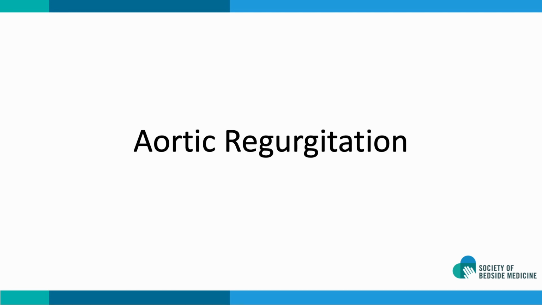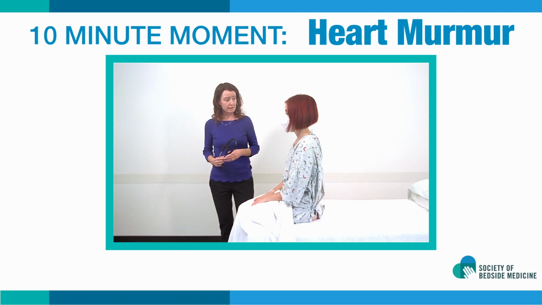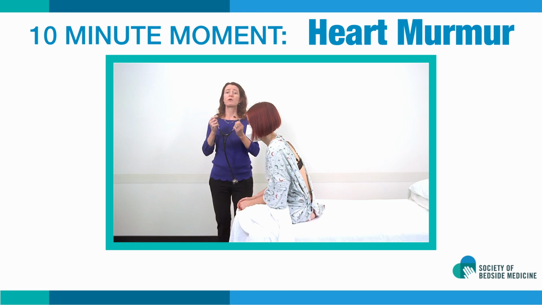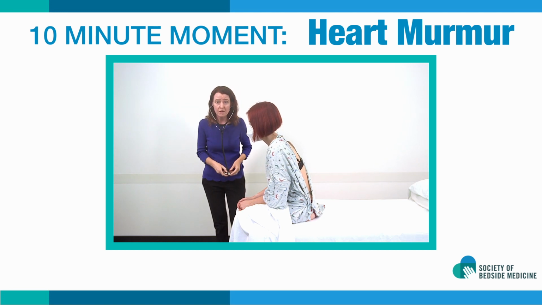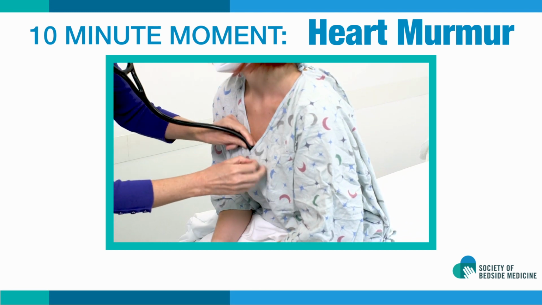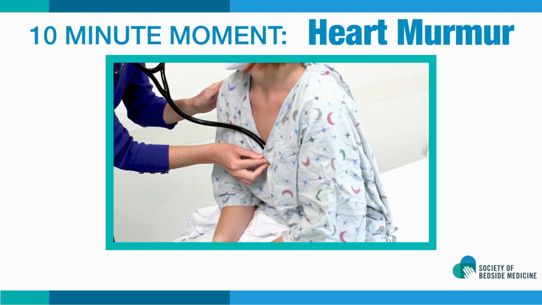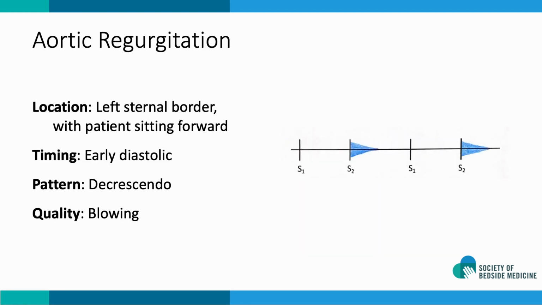Aortic regurgitation may be suspected if there is a wide pulse pressure, bounding pulses on peripheral pulse exam, or a history of aortic root or valve disease. So, to examine for aortic regurgitation, we ask our patient to sit up and to lean forward slightly. You can also ask your patient to hold their breath for a few seconds while listening in this position. You'll be listening to diastole along the left sternal border. If an early diastolic decrescendo blowing murmur is heard, this suggests aortic regurgitation.